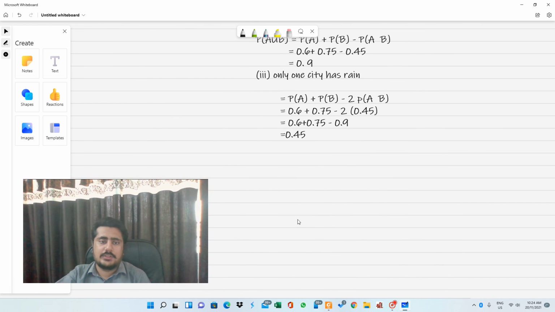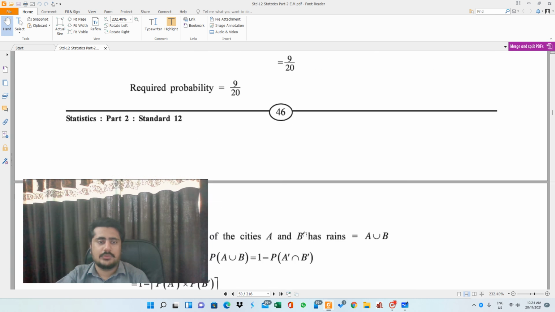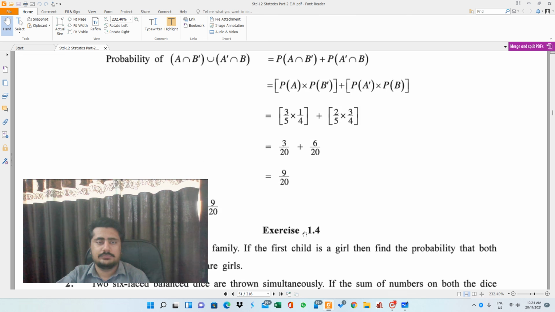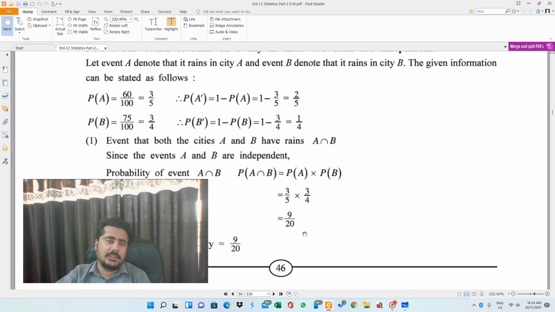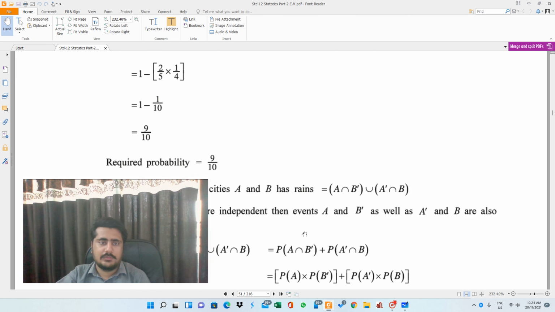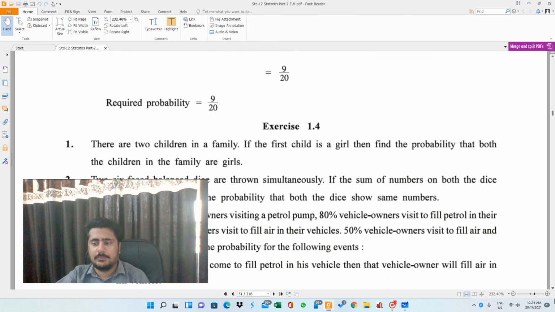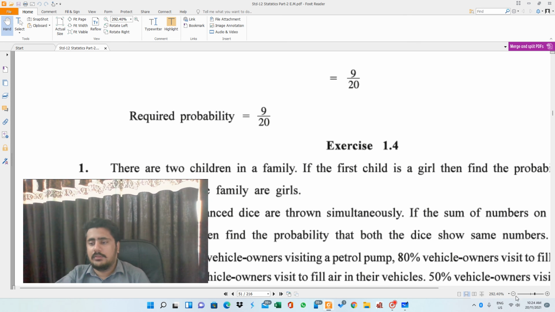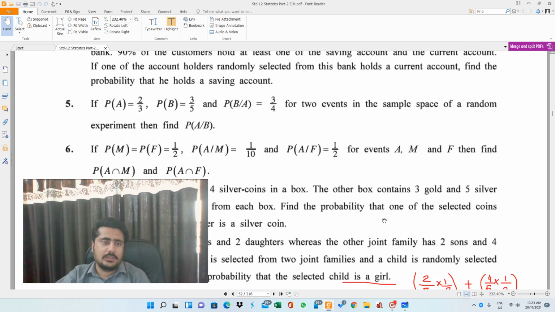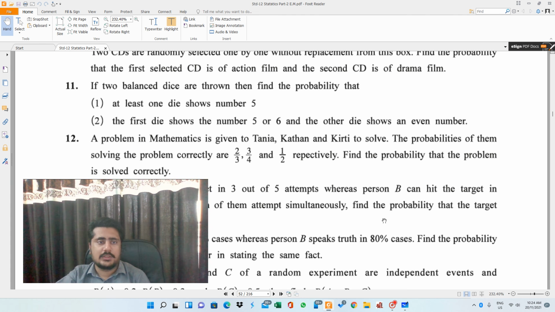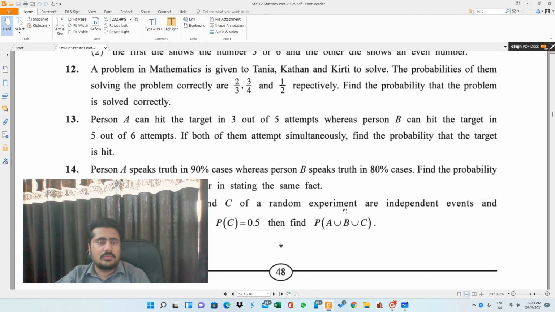So we have completed illustration number 35. By completing this illustration, we have completed all the illustrations up to exercise 1.4. Now let us solve some sums from this exercise. Up to 11 we have solved. So some are left: 12, 13, 14, 15 are left, I can see here.